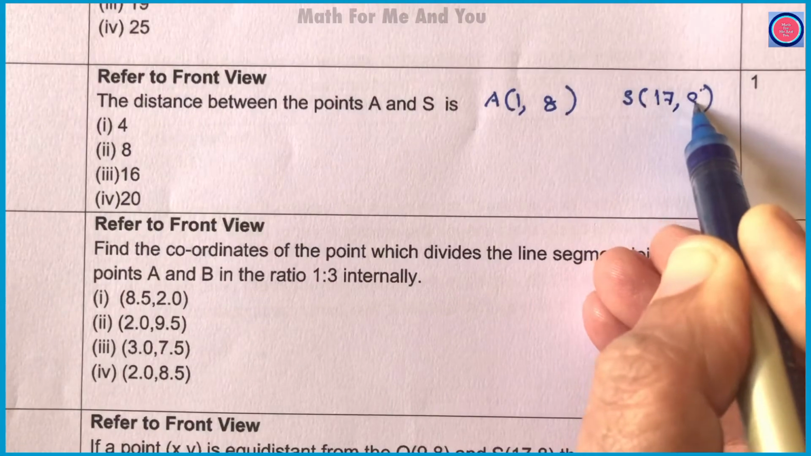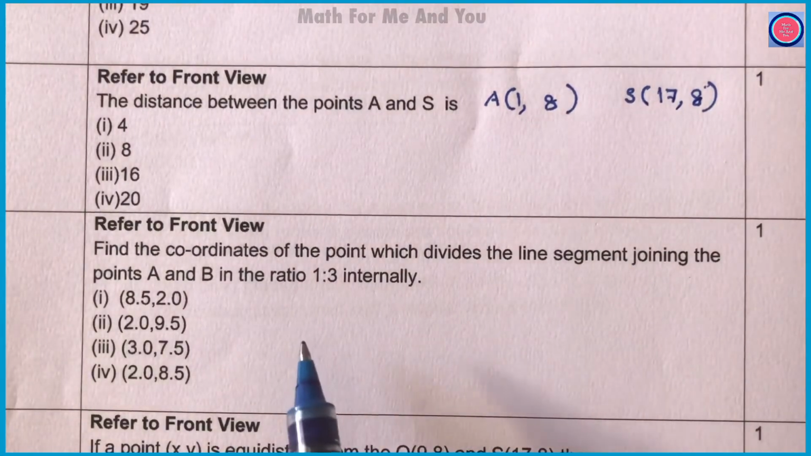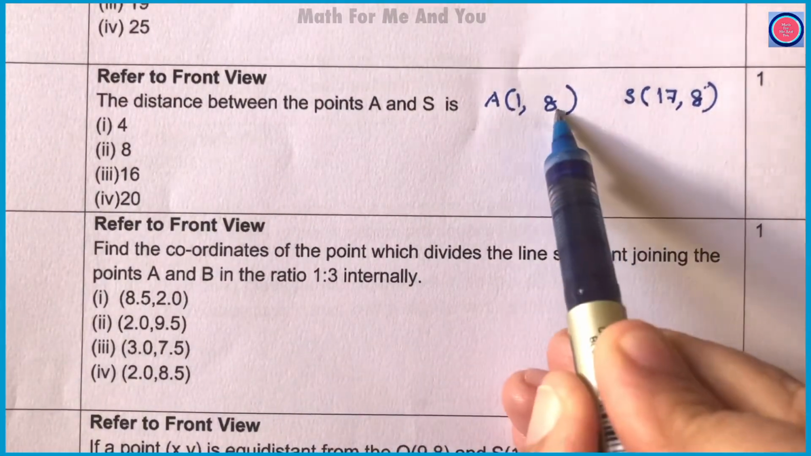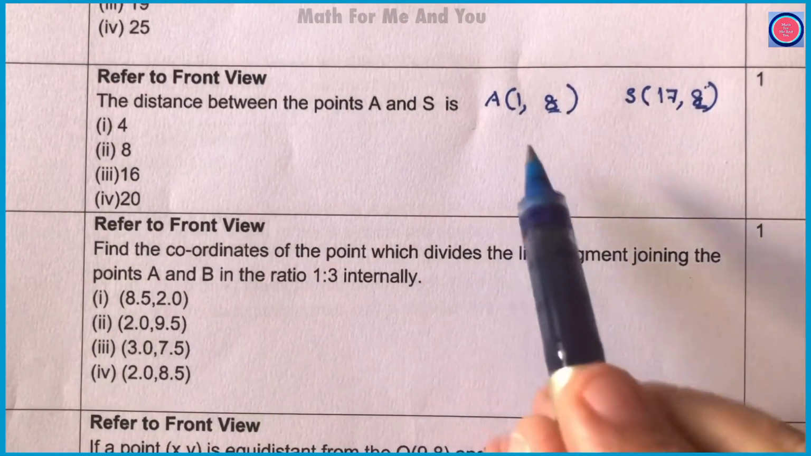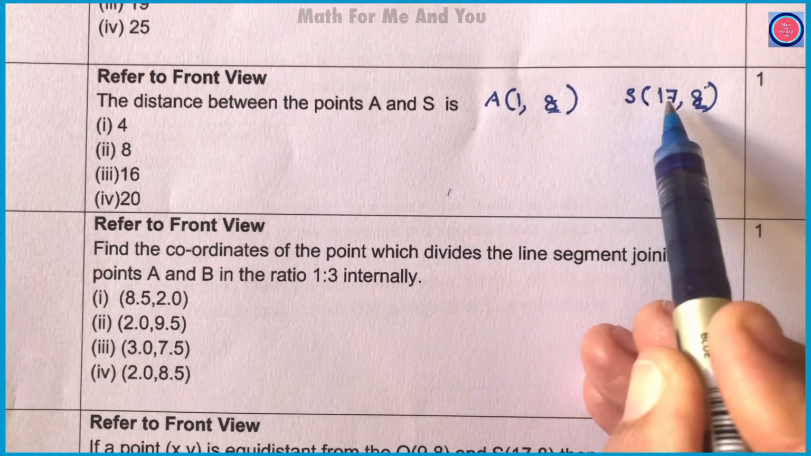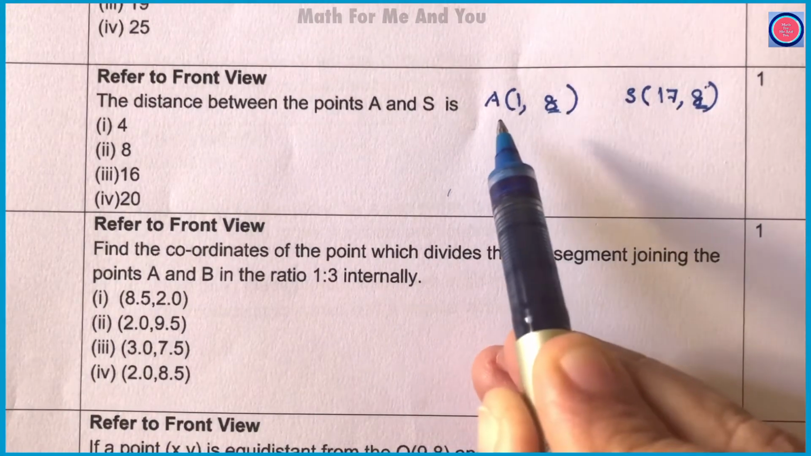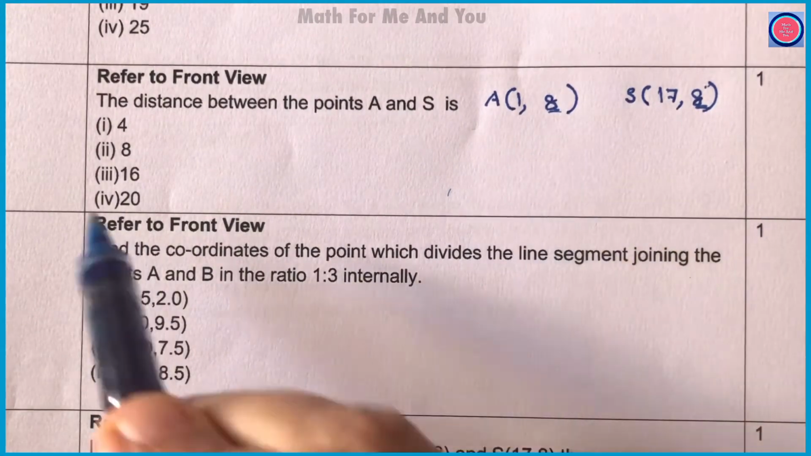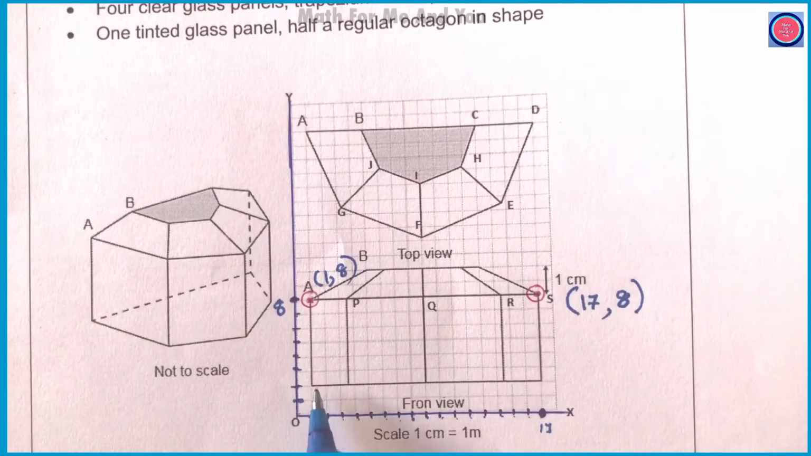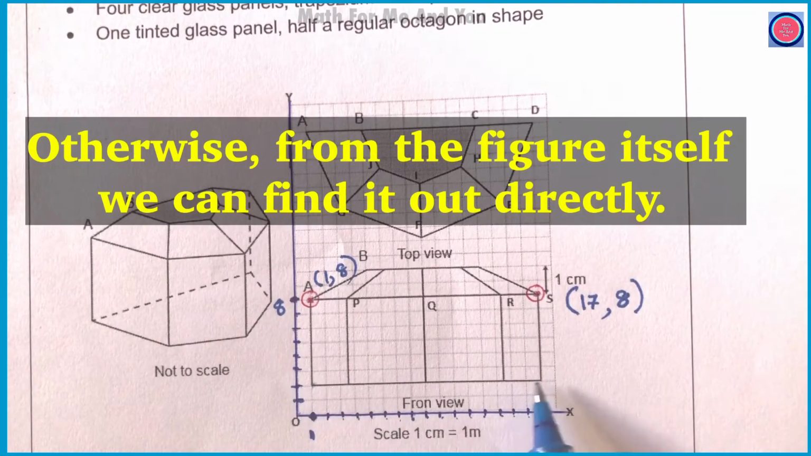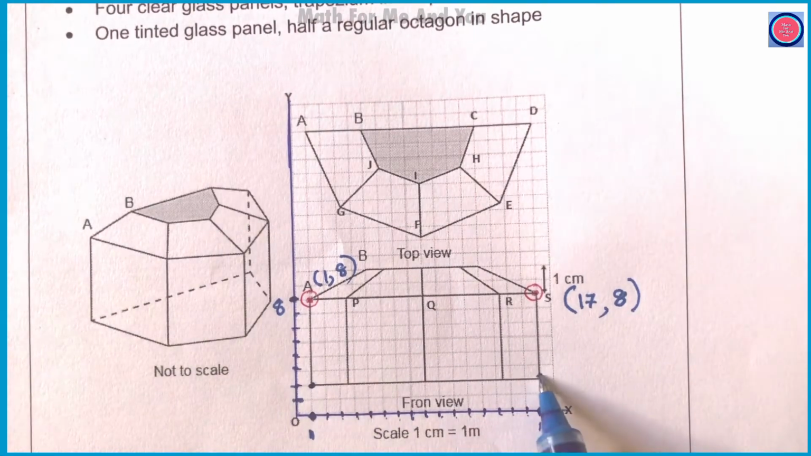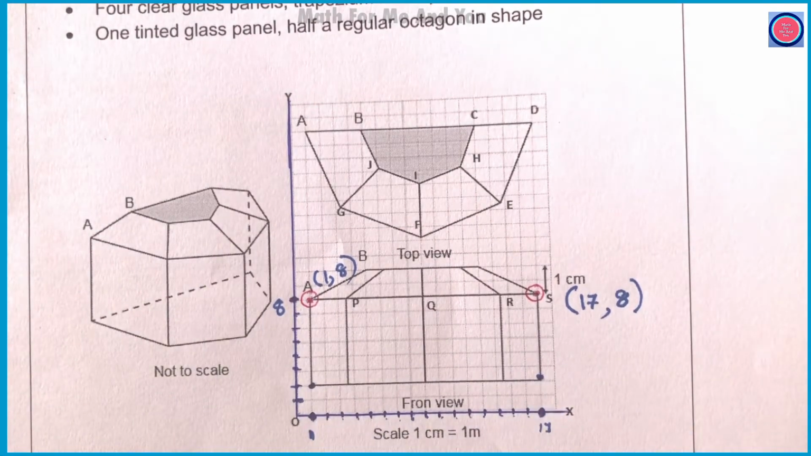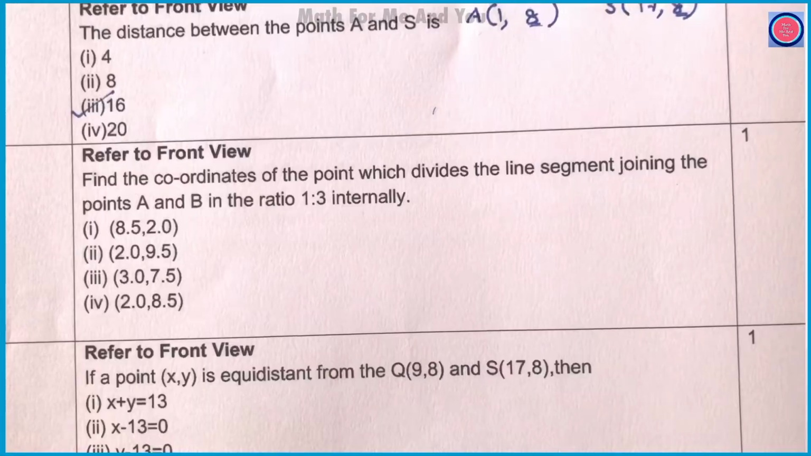See the y coordinates, they are the same. So what is the distance? It is just the difference between the x coordinates, because the y coordinates are the same. That means 17 minus 1. How much? 16. See, the option with 16 is the correct answer. That is option 3. Since the y coordinates are the same for A and S, just find the difference between 1 and 17. That is 16. No need to use the distance formula.